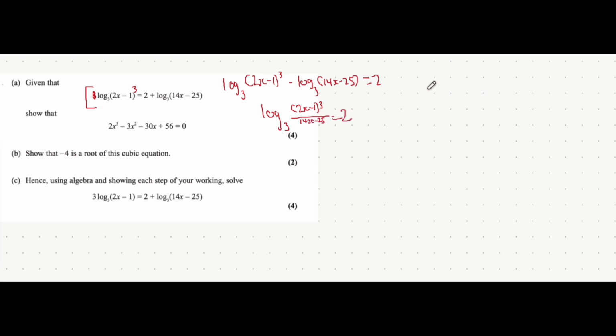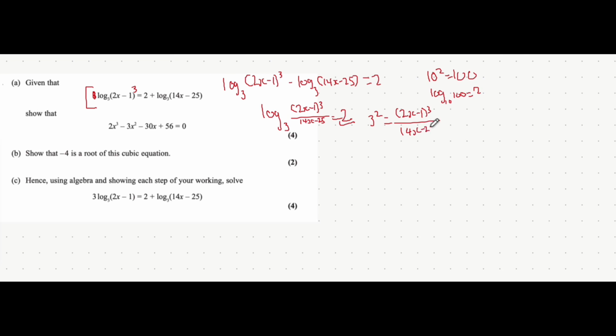Now, when you're dealing with logarithms, I'd always recommend my students to write out this template. If 10 squared equals 100, then log base 10 of 100 is equal to 2. It tells you the positioning of where things are rearranged in logarithms. It tells you the base comes forward, just like the 10 comes forward. What's on the other side becomes a power and becomes equal to the inside of the logarithm. In this case, you bring the base of 3 forward, you take the 2 as a power on the other side, and you make that equal to the inside of the logarithm. So that's 2x minus 1 all cubed, all divided by 14x minus 25.